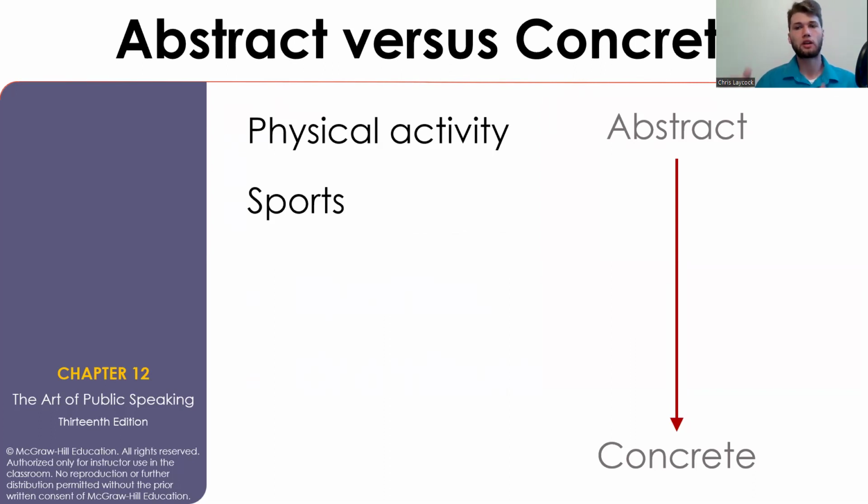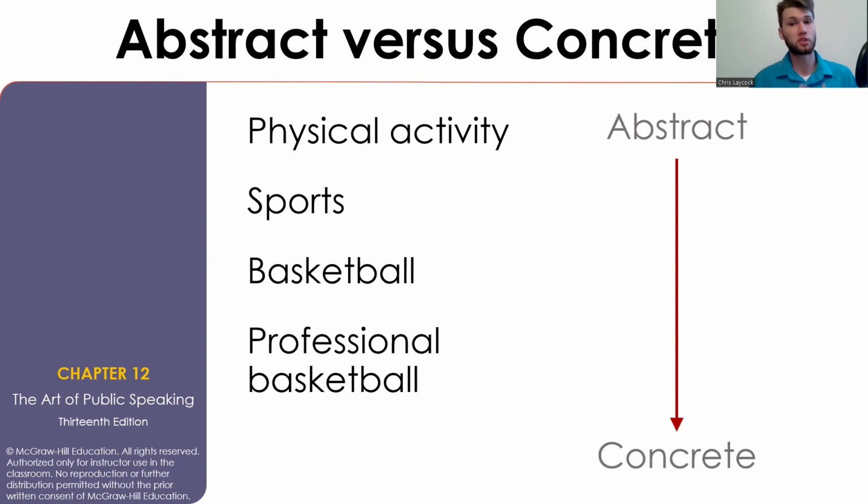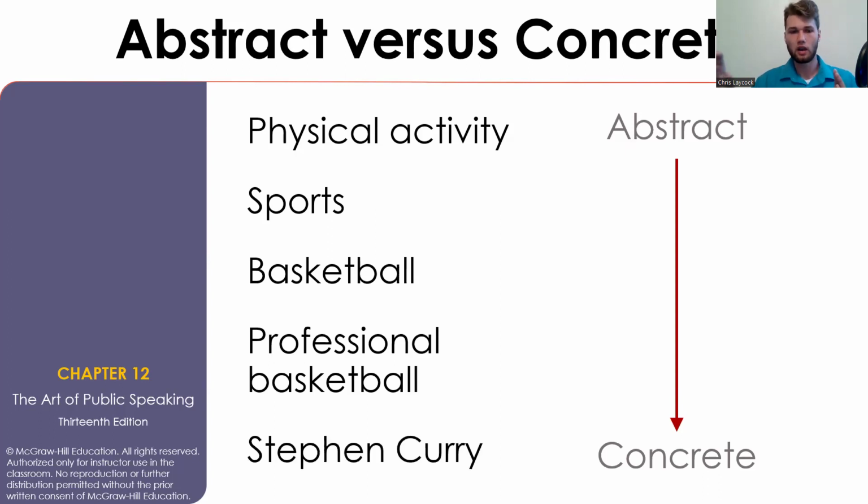Then we get a little bit more specific, and okay, so it's not just recreational hobbies, it's sports. We're getting more concrete. But there are a lot of different sports: football, soccer, tennis, pickleball. So how do we narrow it down a little further? We say basketball. But again, there are a lot of different things in basketball. So we could say professional basketball, a more concrete example that's not as abstract. And then finally, Stephen Curry, where it's referring to a specific person, no longer in the realm of being very abstract. So hopefully those examples help you conceptualize the difference.